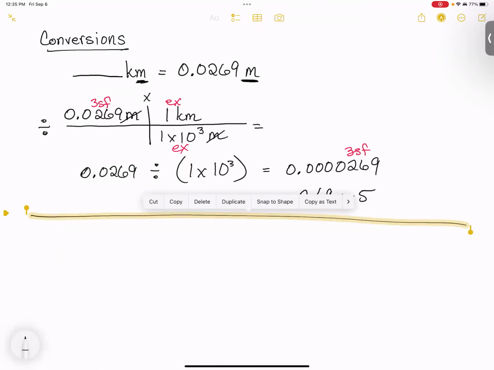Let's look at another example. Let's go with 2001 micrometers, or let's go with microliters, just to change up the unit, is equal to how many liters?